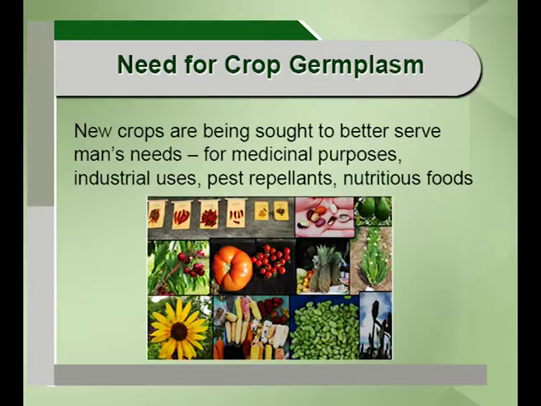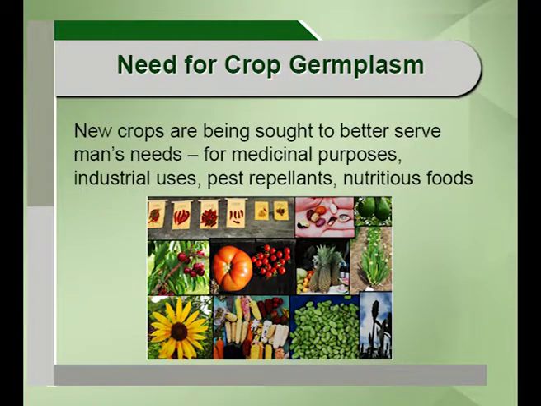What is the need for crop germplasm? As I told, crop germplasm provides immense benefit for mankind and for preserving the environment. Germplasm is a repository of valuable genes, and these genes confer resistance to pests and diseases. They confer adaptability and all the possible quality parameters. So it is a repository of genes, and these genes have to be used for crop improvement. Further, new crops are being sought to better serve man's needs, and this new crop evolution is possible only when we tap the crop germplasm resources.